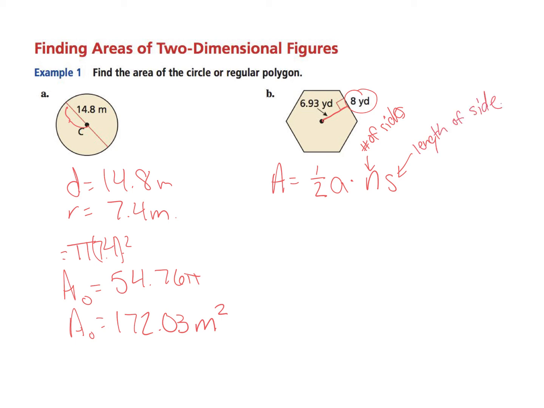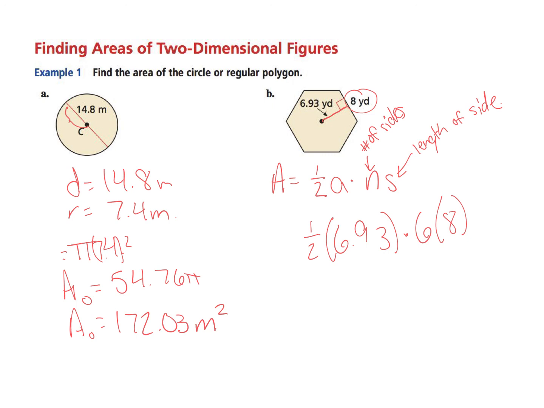Okay, so in this case it's going to be 1/2. The A is 6.93. That's the distance from the middle to the outside. It'll be the same on those mid pieces. 6.93 times, how many sides do we have? Well, we have 6 sides in this, and each side is 8 yards. So we basically looked at the outside and then multiplied it by how much the inside's going to be. We had to divide it by 2 because those are basically a bunch of triangles.